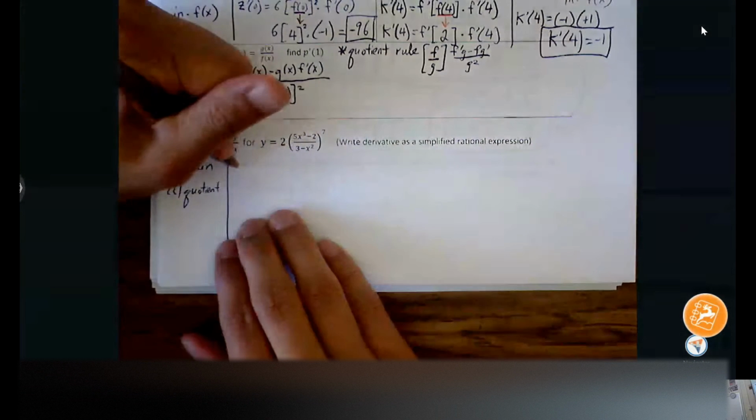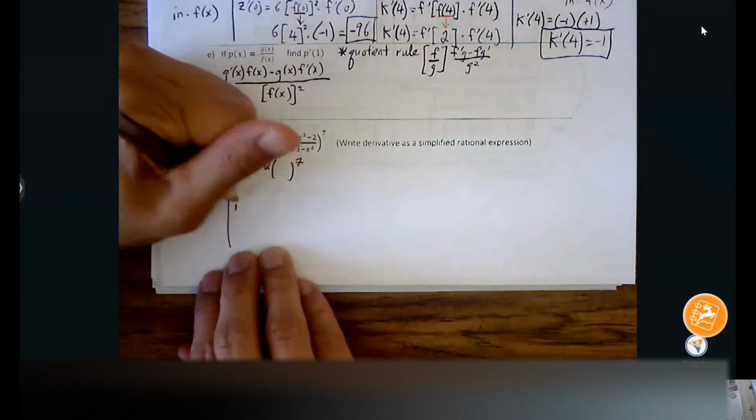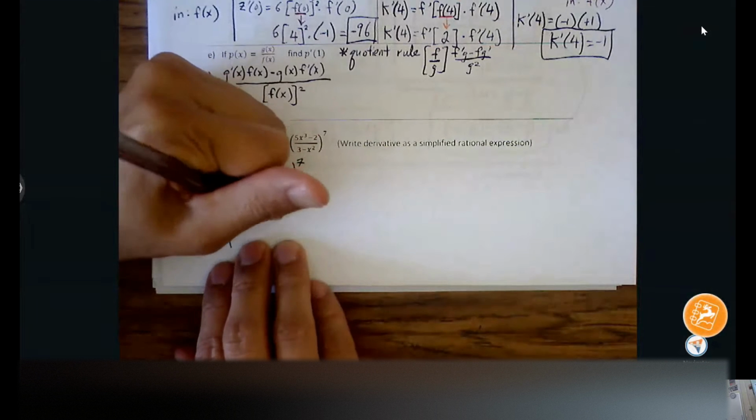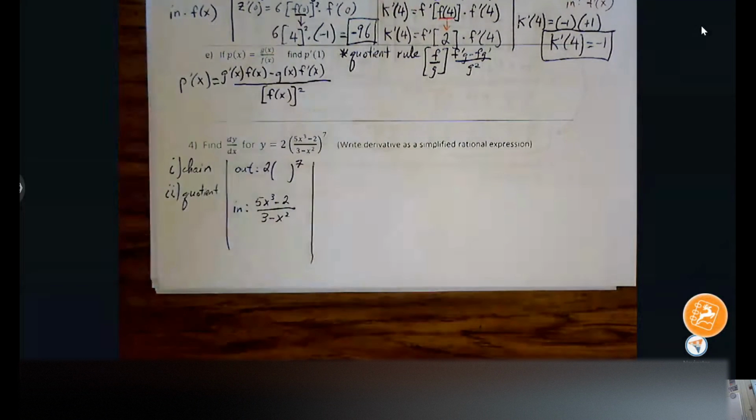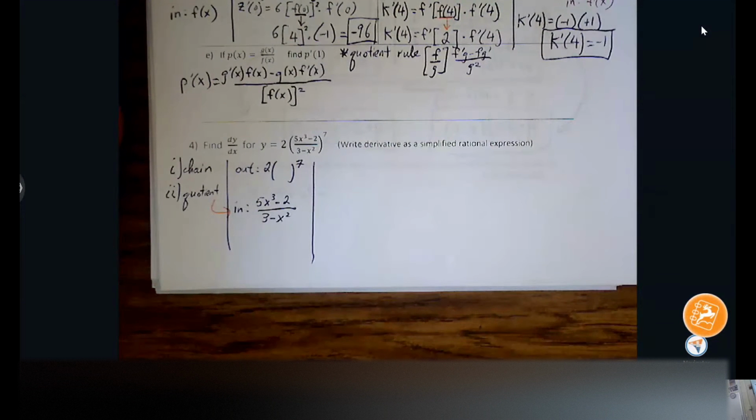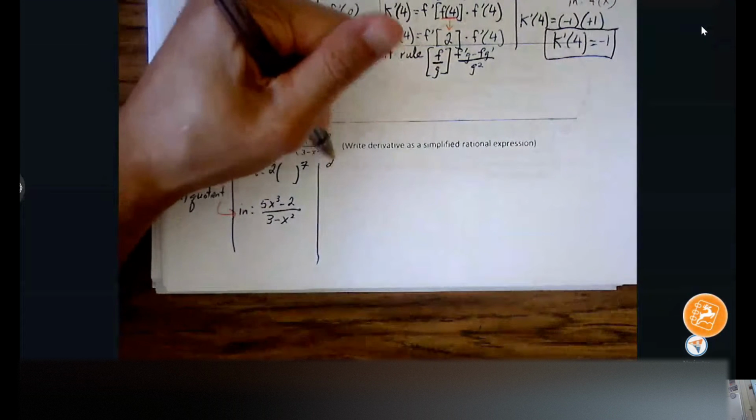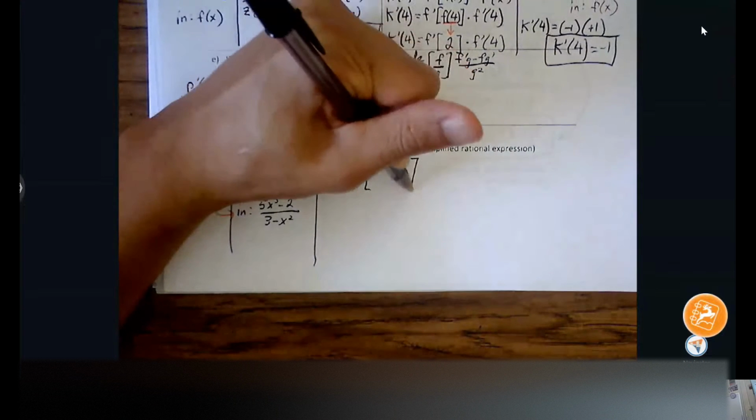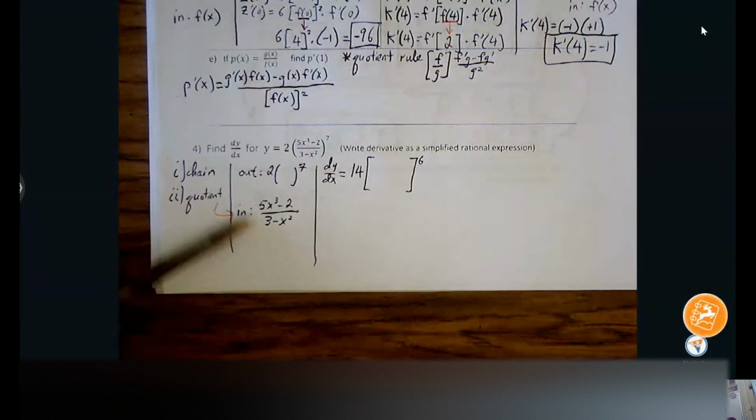So outside portion first is the 2 parentheses to the 7th. And then the inside portion. So what's outside's derivative here? To the 6th, right? Bring the 7 down, subtract 1 from the 7. And now when we are ready to do the inside, you see that this is set up requiring quotient rule.